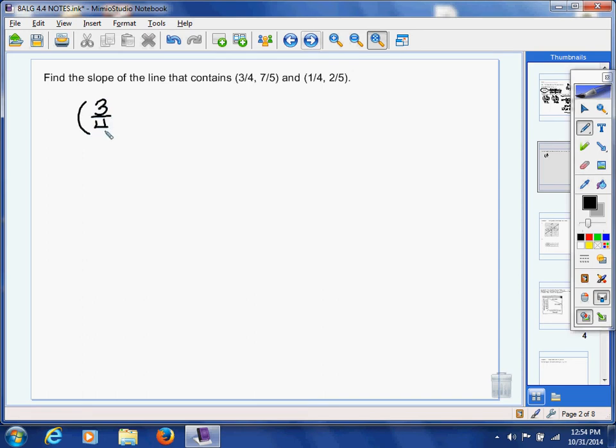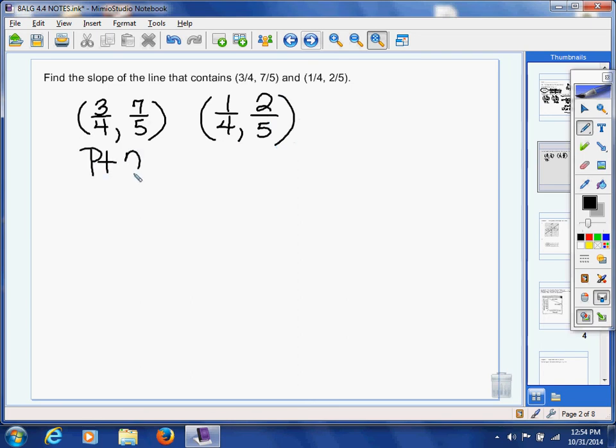So I'm going to write it vertically so it looks a little bit friendlier to the eye. And this time, I'm going to call the first point, point 2, and the second one, point 1, okay? I just want to do that to show you that it doesn't matter which one you call point 1 and which one you call point 2. So I'm going to call this x sub 2, y sub 2, and this one will be x sub 1, y sub 1, okay? All right, so let's take a look.